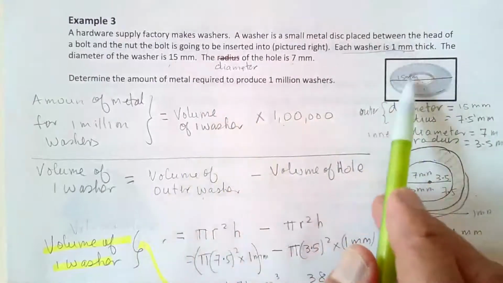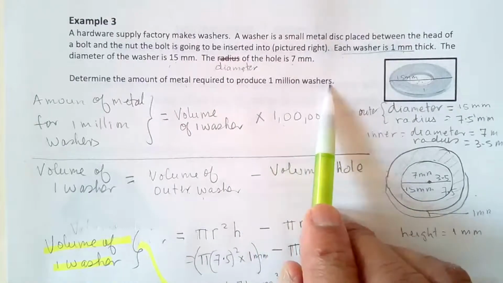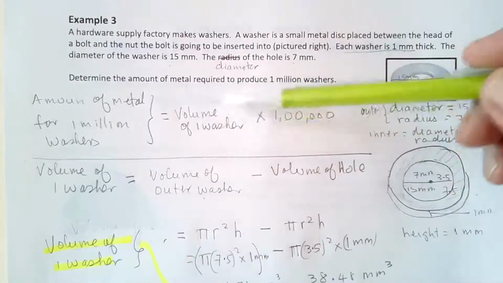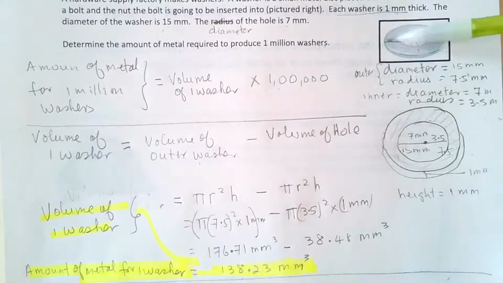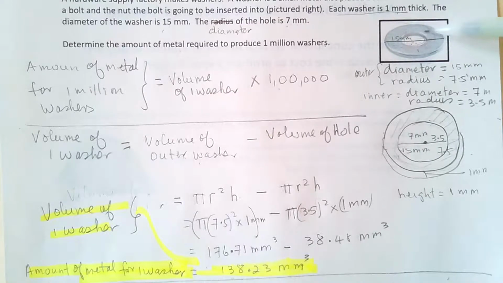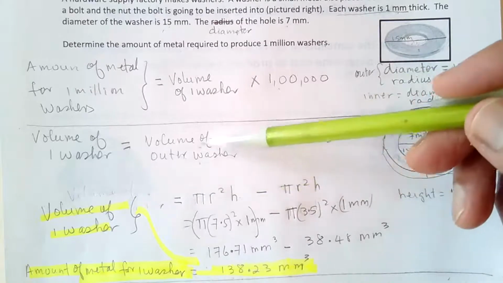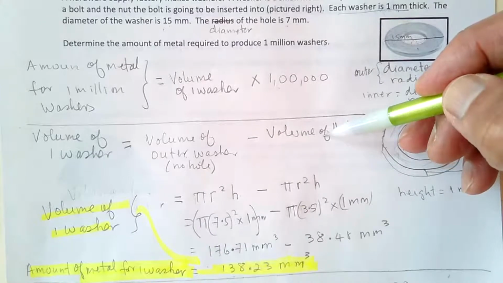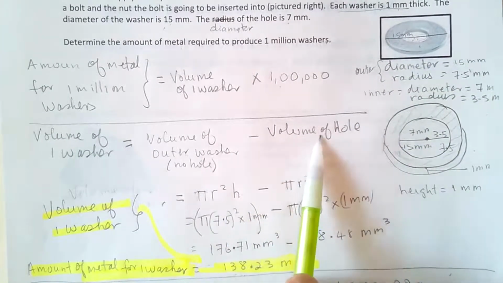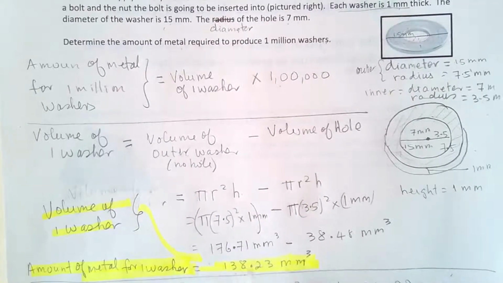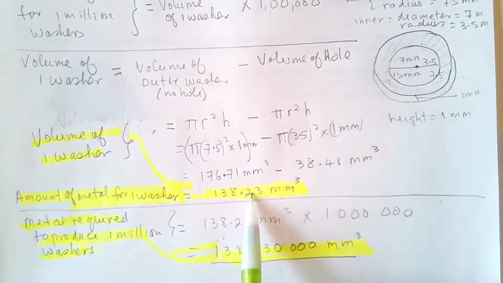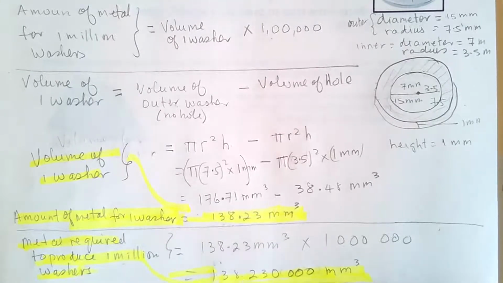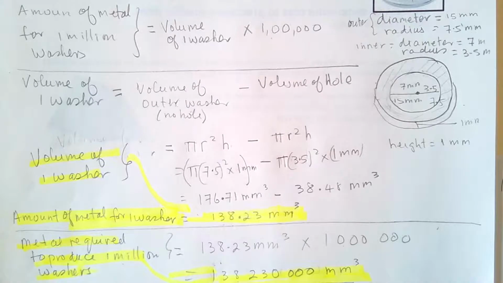They ask you to determine, giving you the dimensions, the amount of metal to produce 1 million washers. So first thing we did, the amount of metal for 1 million washers is the volume of one washer times a million. So we need to find the volume of one washer. To find the volume of one washer, we look at this as two volumes. Outer, find the volume of the washer without a hole. That's the volume of the outer washer. This is no hole. So we can put here no hole. And here's the volume of the hole. So subtract the volume of the hole from the entire washer without a hole, and that will give us the amount of metal for one washer. Once we know the metal for one washer, then we multiply by 1 million to give us the amount of metal required for 1 million washers, which worked out to be 138,230,000 cubic millimeters.